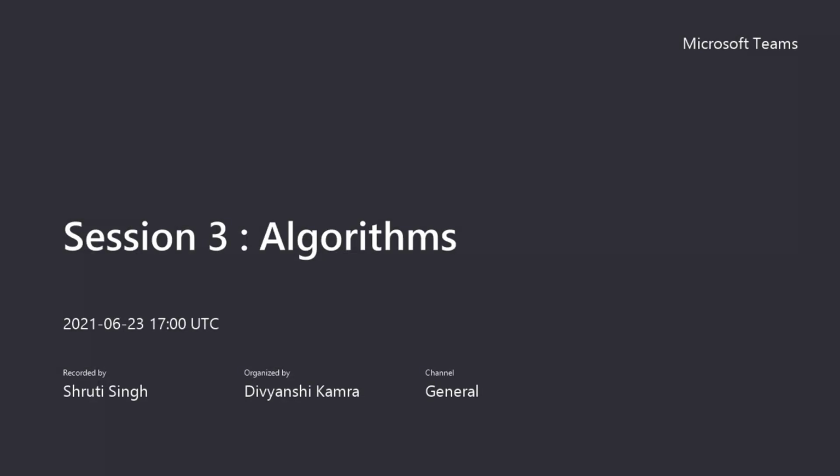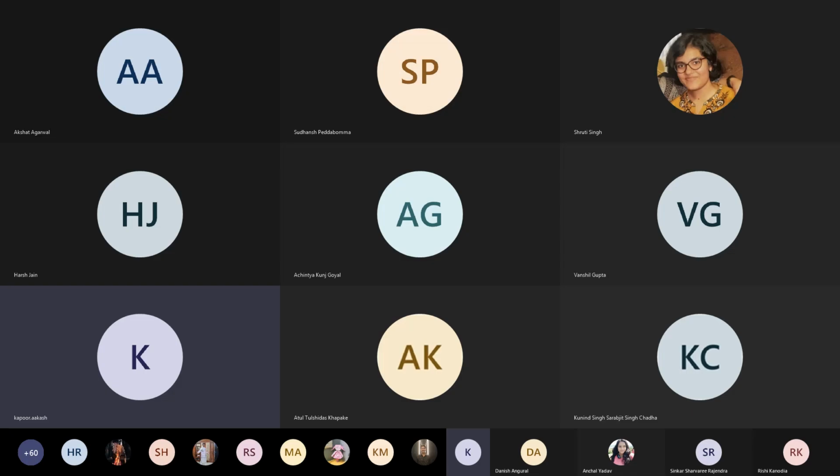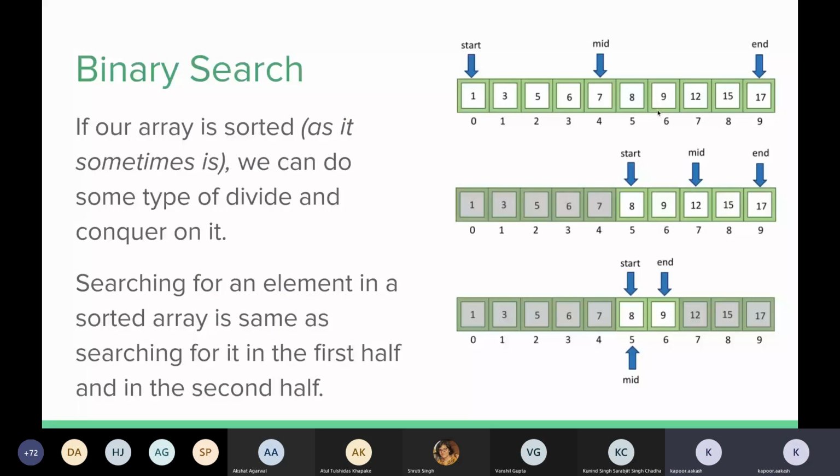Yeah, 8 and 9 will be smaller than 10. So we can take this one step ahead. We can search in the next three, which is 12, 15, 17. But 10 does not exist here, cannot exist here, so it's not found. Took us 3 steps.